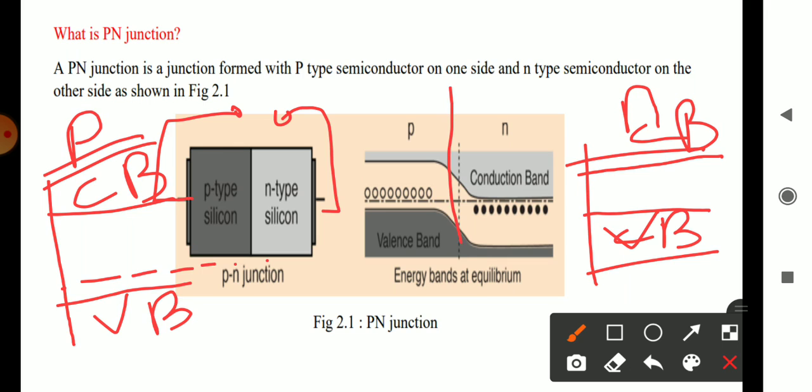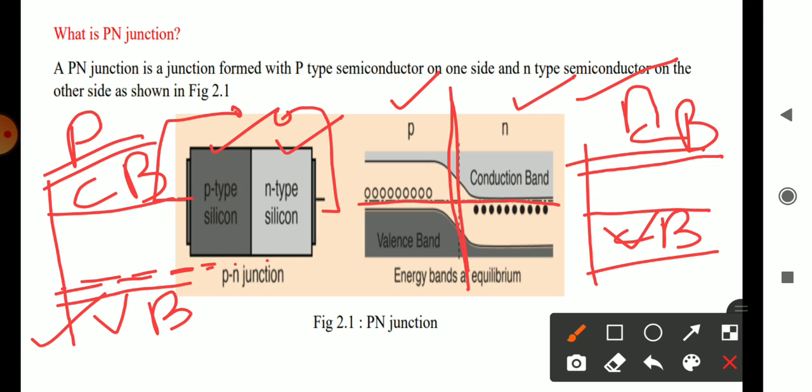If I put one line between the P-type and the N-type, it is the same thing: P is on the left side and N is on the right side. The top band we call the conduction band, and the bottom band we call the valence band. If we consider the N-type, refer to this one. This is our Fermi level, the dotted line. The Fermi level is exactly below the conduction band. And if you refer to the P-type material, you can see the Fermi level is exactly above the valence band.